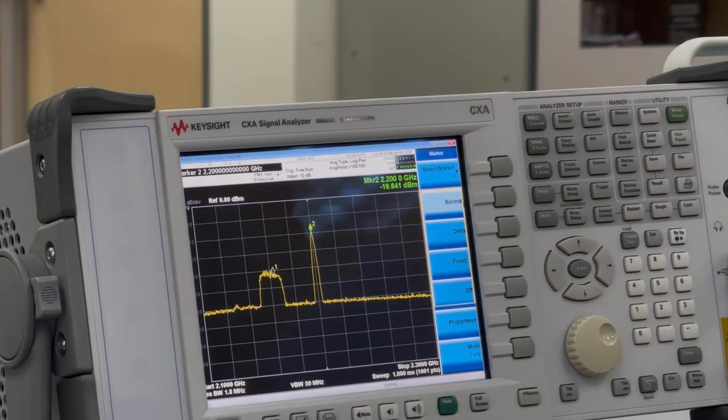At the spectrum analyzer, we set the center frequency to 2.2 GHz, which is the same as the signal generator, and use a suitable frequency span to clearly observe the signal, and also enable peak detection and averaging to obtain stable and accurate readings.